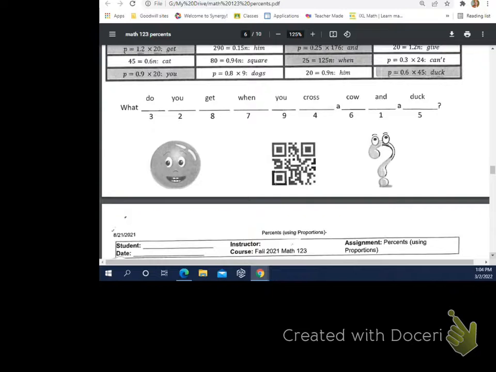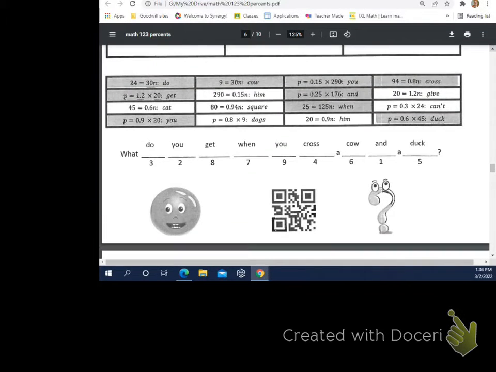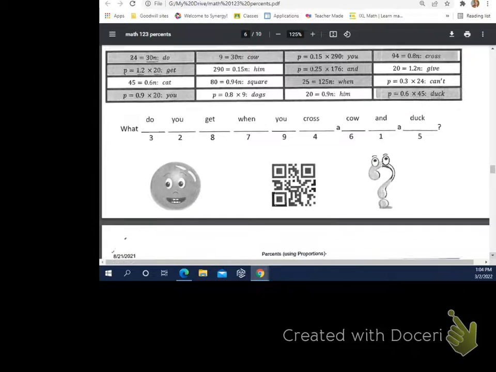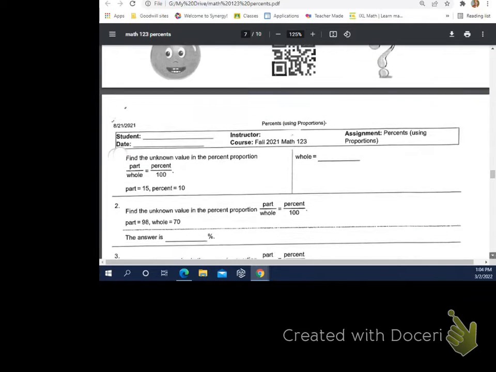You don't need to, unless you're just really curious, you could go through and figure out all these setups, but here's the QR code. What do you get when you cross a cow and a duck? You can do the QR code to get the answer, but I didn't do that.